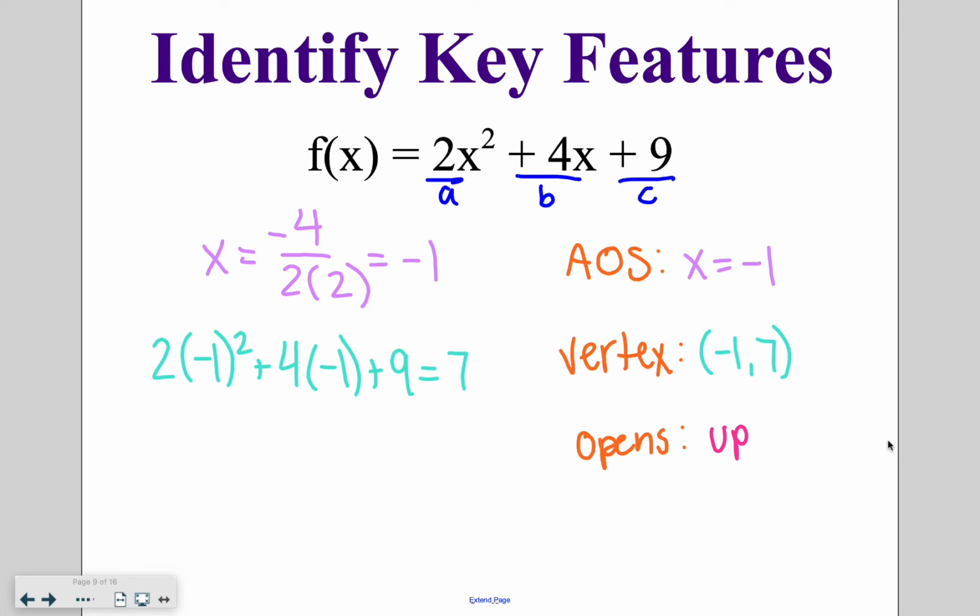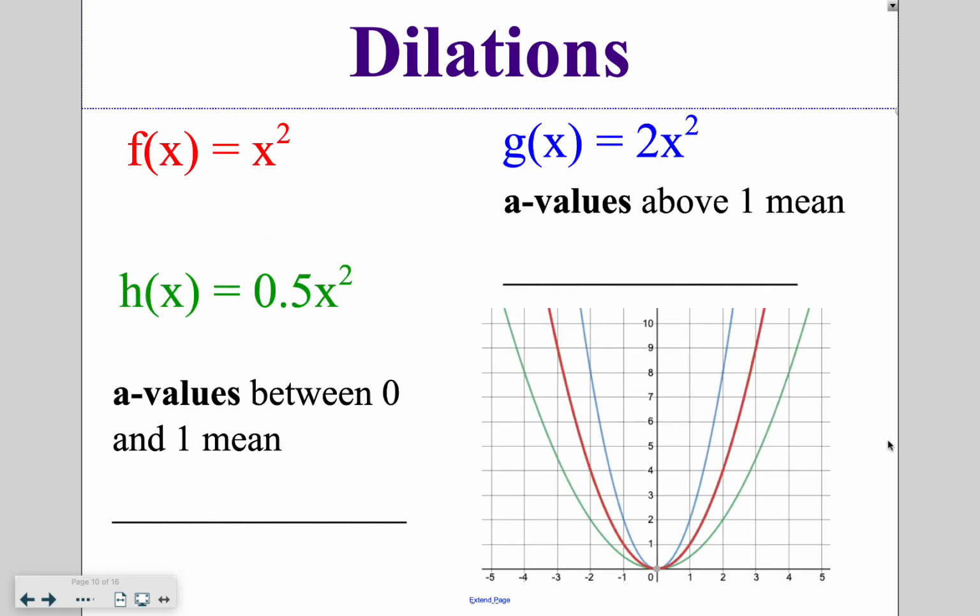The correct answer for this one is opens up, because that 2, that a value in front, is positive. The other piece that we are going to look at is the transformation of these functions. We already talked about it being transformed from opening up to opening down.